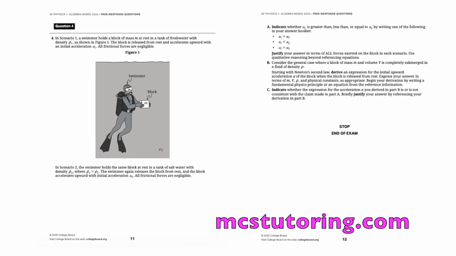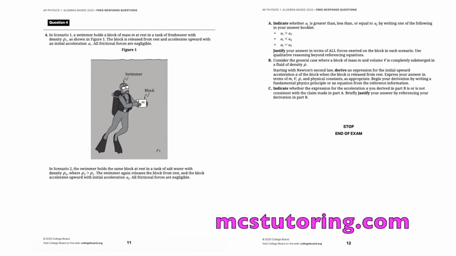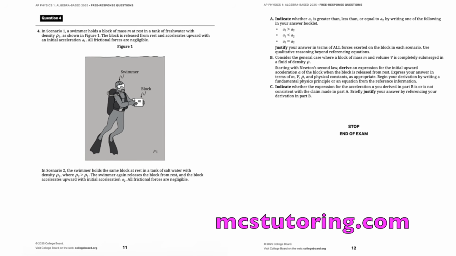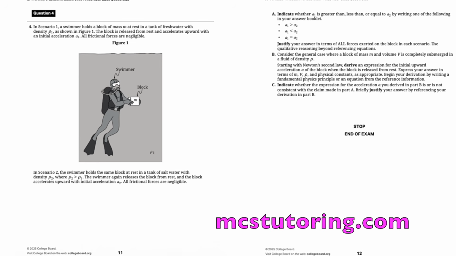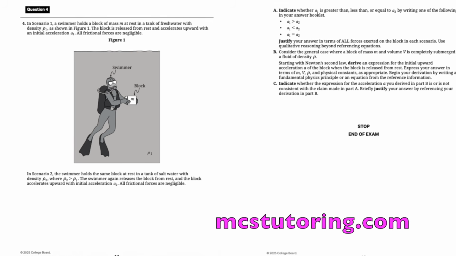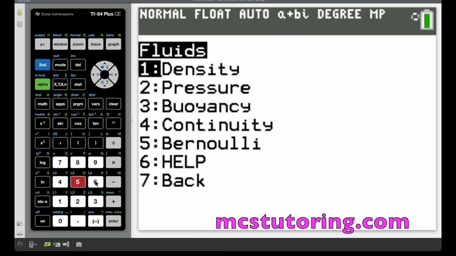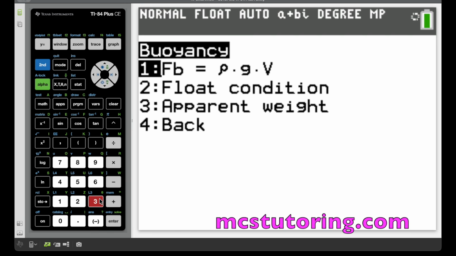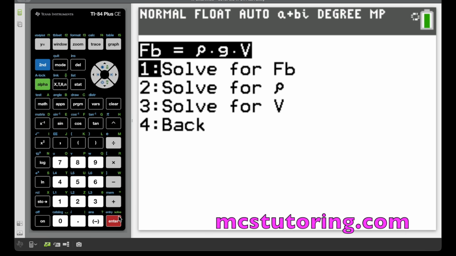Now let's look at question 4, buoyancy. Go to Mech 2 here, Mech 2C. And then we're going to go to fluids, option 5. And then buoyancy, option 3. And we're going to go to FB, which should be F sub B, which means buoyant force, is rho times g times V. So that's option 1 there. We're going to solve for FB.